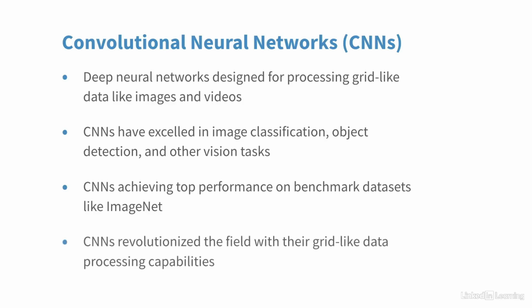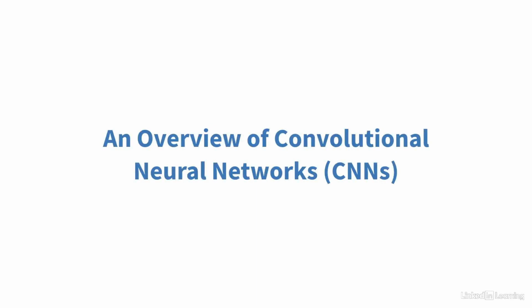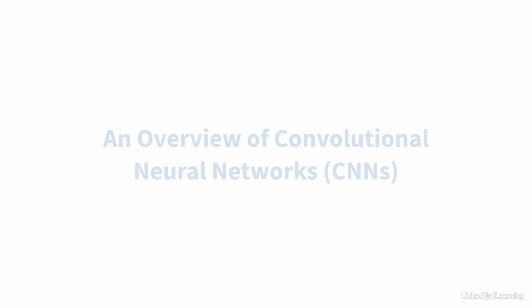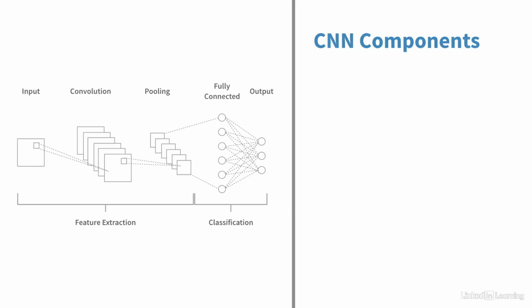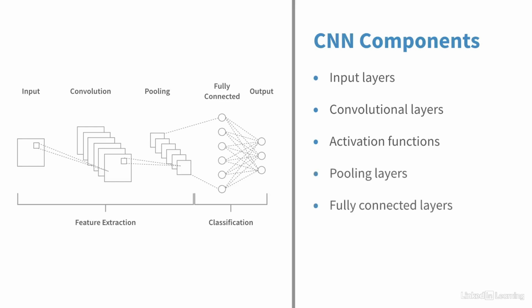Let's now turn our attention to the essential building blocks of a convolutional neural network. Convolutional neural networks are deep neural networks that excel in image recognition and classification tasks. They're designed to learn spatial hierarchies of features from raw data automatically. The components of a CNN comprise the input layer, convolutional layers, activation functions, pooling layers, fully connected layers, and an output layer.